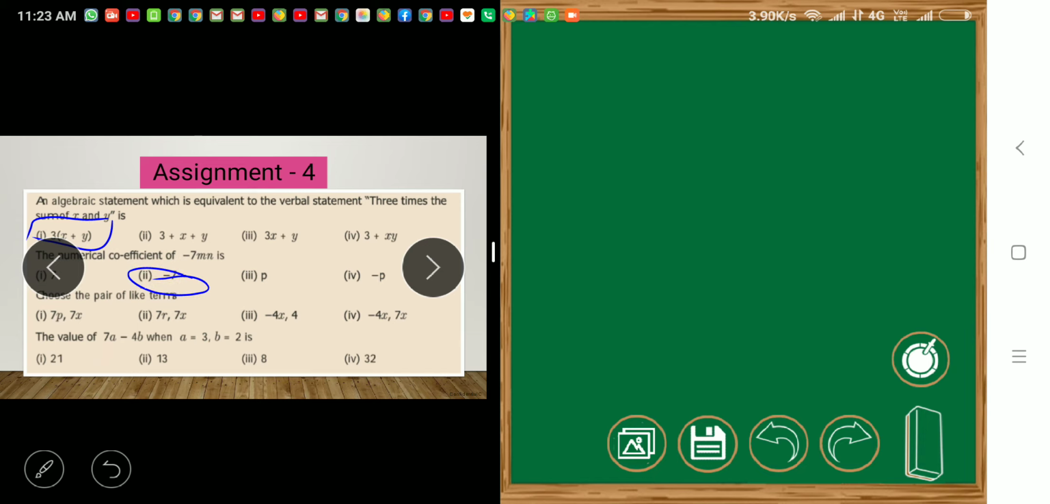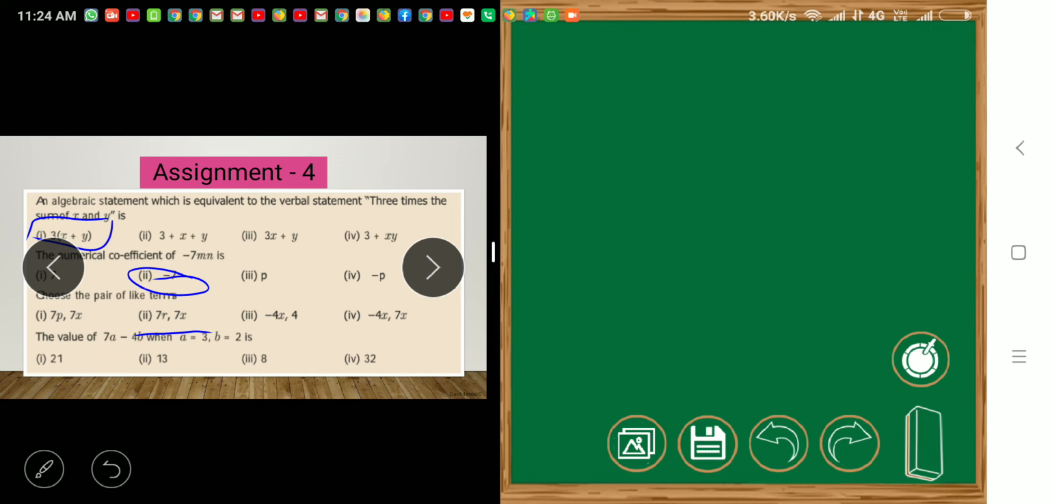Next one, choose a pair of like terms. Again, I'm telling you, only the variable should be same, not the numbers. Some of you may make the mistake: 7x and 7r is there. No, let me select that option. No, it is wrong. Only the variable should be same.